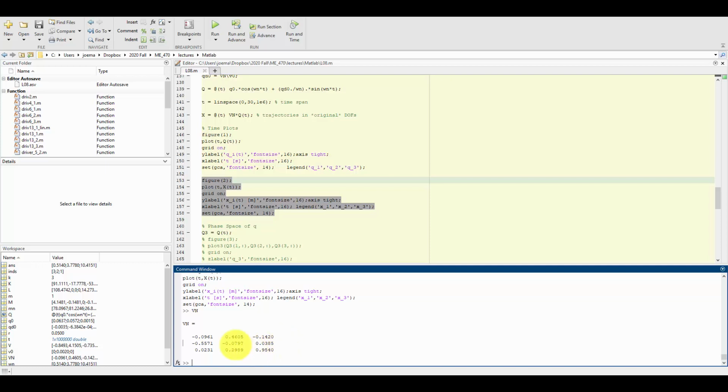So for x2, we're seeing that its proportions are negative 55% q1, negative 8% of q2, and a positive about 4% of q3. So we mix them together, and that's why each of these is going to be oscillating at all three of the natural frequencies. And that's what we're seeing here.